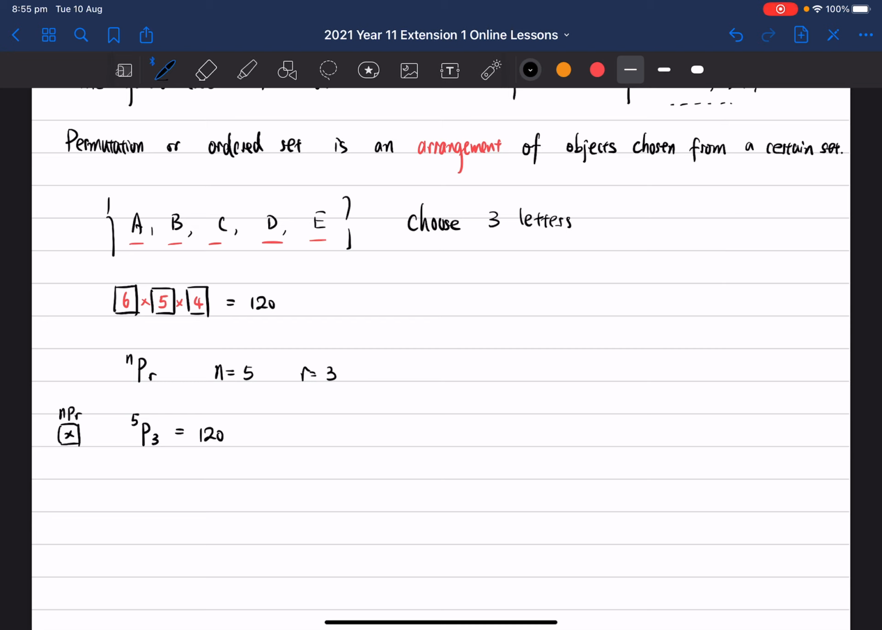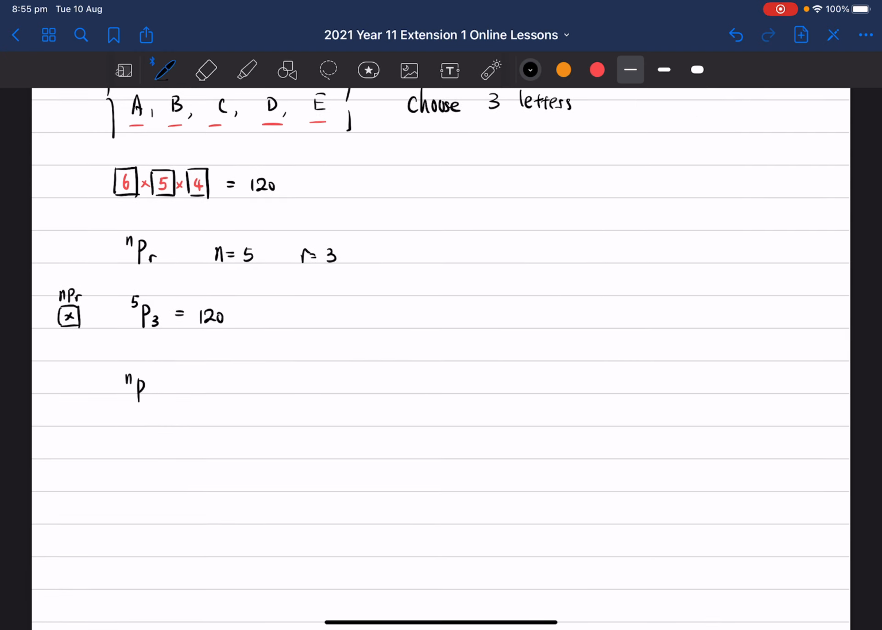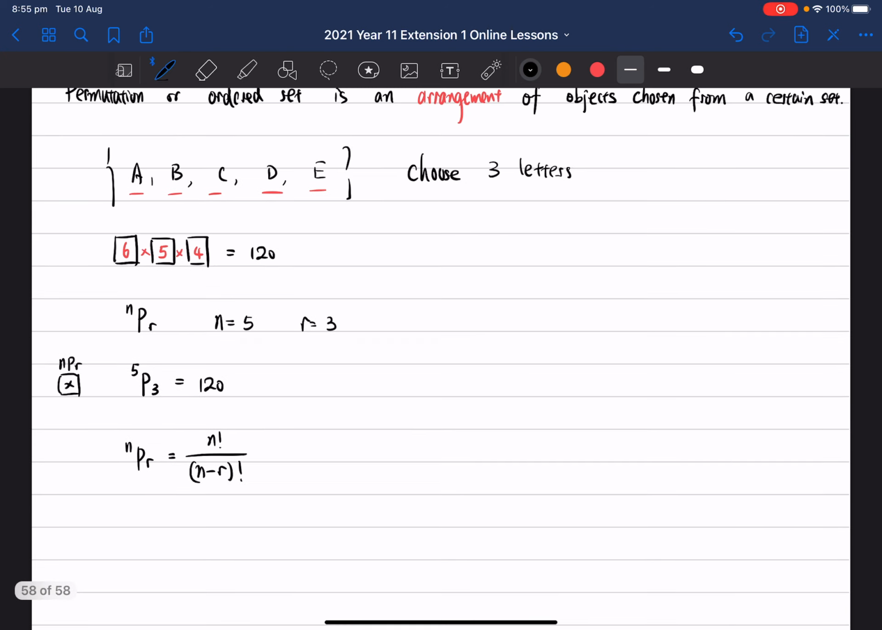Once you understand this, the next thing you need to understand is how we convert this notation into another formula. This nPr is also equal to n factorial over (n minus r) factorial. This is pretty important. Now, why is it equal to n factorial divided by (n minus r) factorial? What's the reason for that?